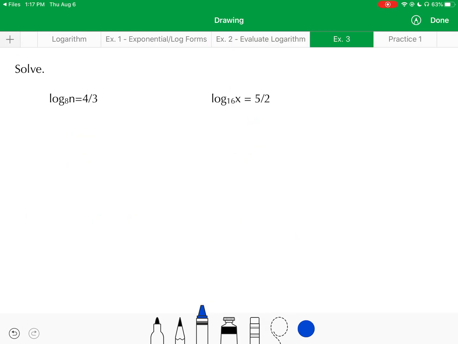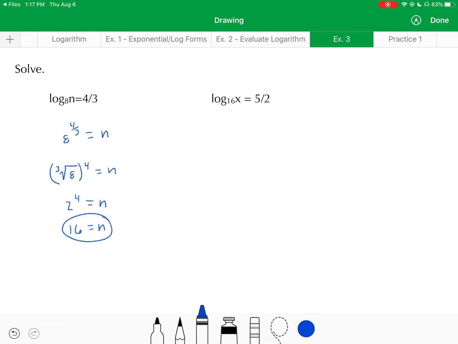Now we have some logarithmic equations to solve. I have log base 8 of n equals 4/3. Put it in its exponential form. 8 to the power of 4/3 is equal to n. This is a good review of how to handle rational exponents. Recall this can be rewritten as the cube root of 8 to the 4th power. We know the cube root of 8 is, of course, 2. 2 to the 4th is 16.